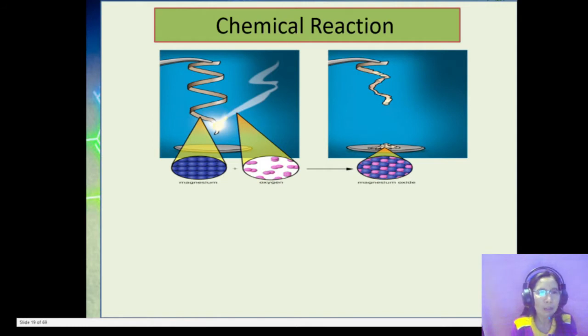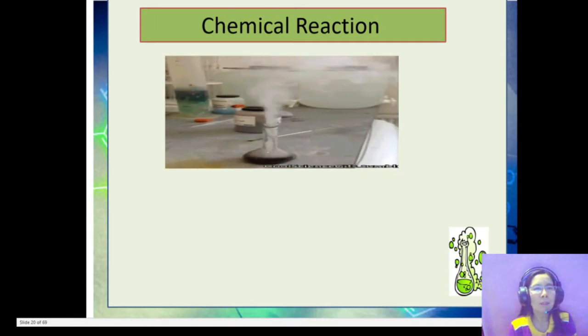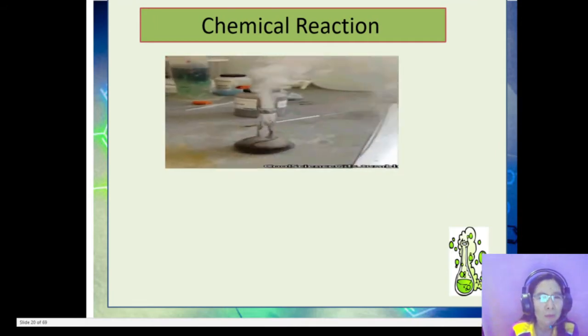Excellent! It's a magnesium ribbon reaction. Magnesium combines with oxygen gas in the atmosphere to produce magnesium oxide. And there we observe that again a new substance is formed after the chemical reaction. And there is that evolution of gas and light in the process. Okay, are you now ready for this chemical reaction number 3?